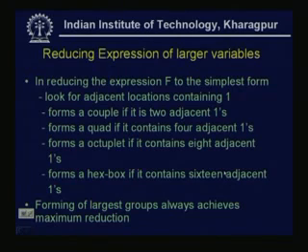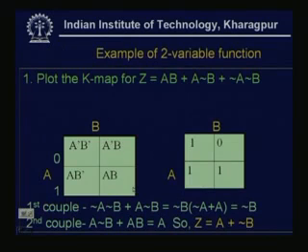And always we will try to form the largest group, because the largest group always achieves maximum reduction. We have seen last day 1-2 variable functions, how to apply the rule of reduction. This is one example, that Z is a b bar plus a bar b bar. Then what we have seen is that there are 3 min terms, so there will be 3 ones in the K-map.